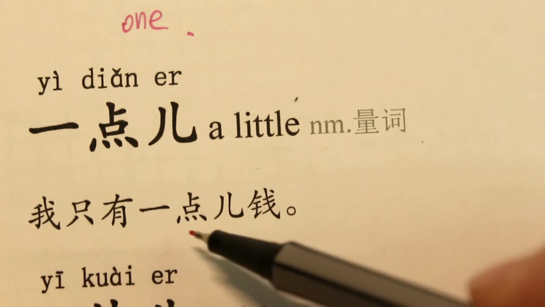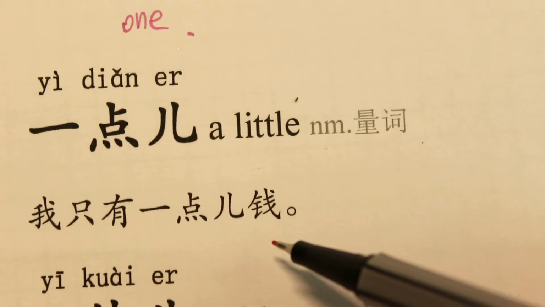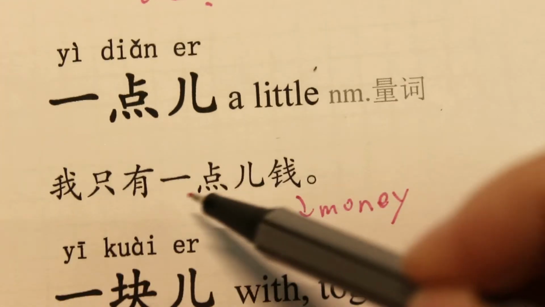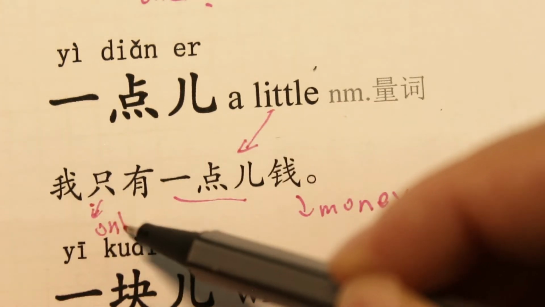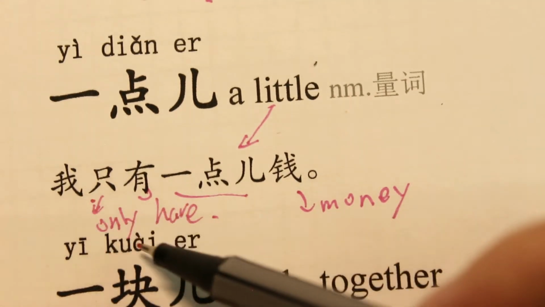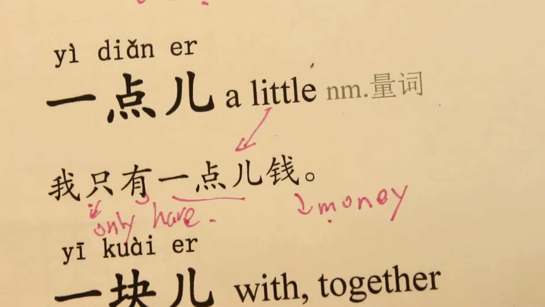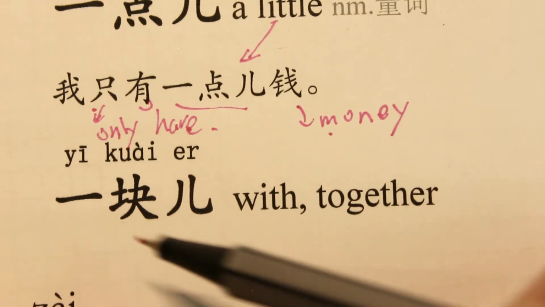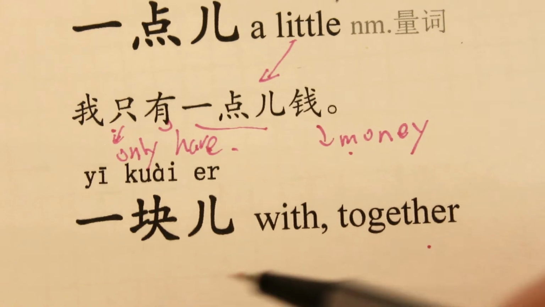我只有一点钱. I only have a little money. 钱 means money. So 一点 means a little. 只 means only. 有 means have. So I only have a little money. 我只有一点钱. And the next one is 一块. 一块 means with and together. 一块.